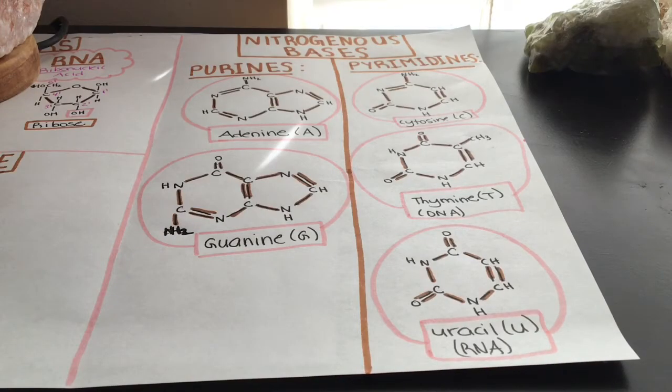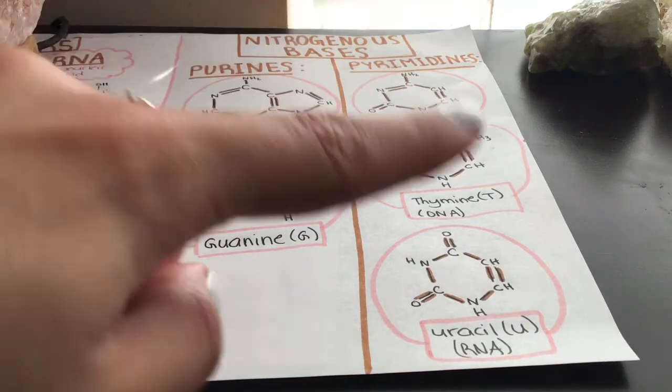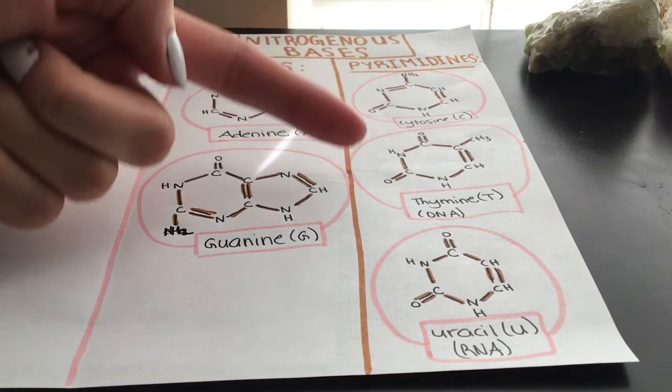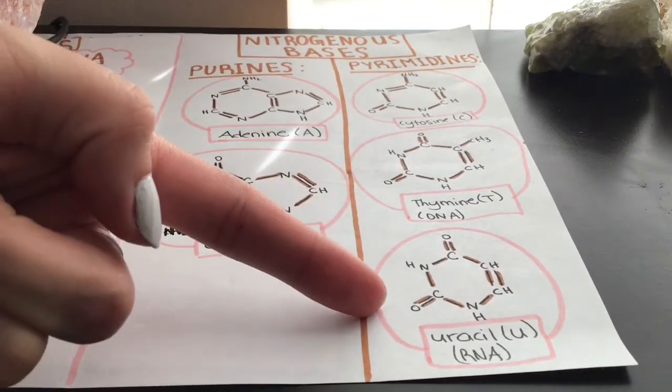These are the nitrogenous bases. They bear the genetic code. There are two types of nitrogenous bases, the purines and the pyrimidines. The purines include adenine and guanine, while the pyrimidines include cytosine, thymine, only in DNA, and uracil, only in RNA.